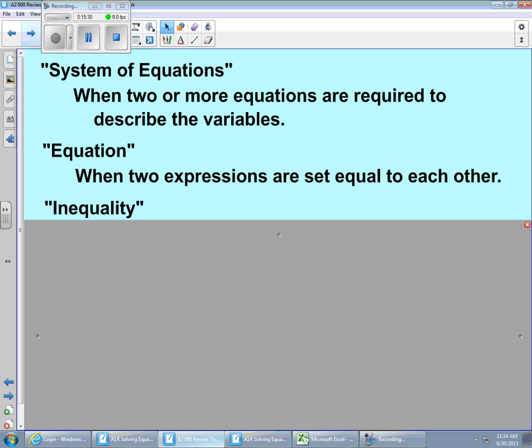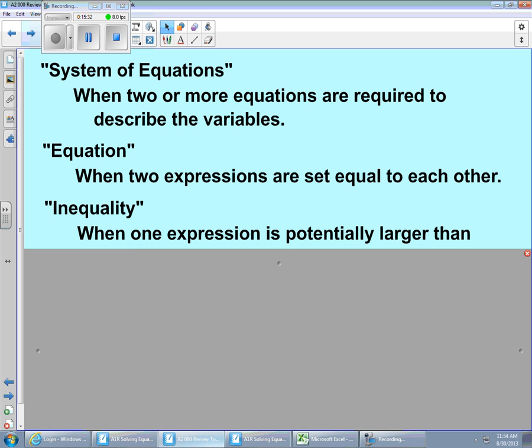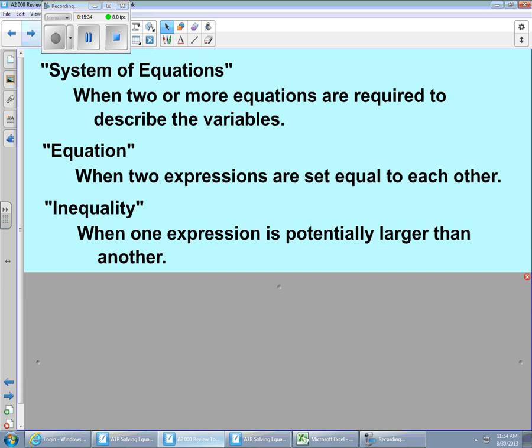Inequality, we're going to deal with inequalities more this year than you have in the past. And simply speaking, that is when one expression is potentially larger than the other. Why do I put potentially larger than the other? Really quite simple. It's potentially larger because we have some judges that show the possibility of something being larger or smaller, but also being equal to, like less than or equal to signs, greater than or equal to signs. One side isn't necessarily bigger than the other, but it is a possibility.